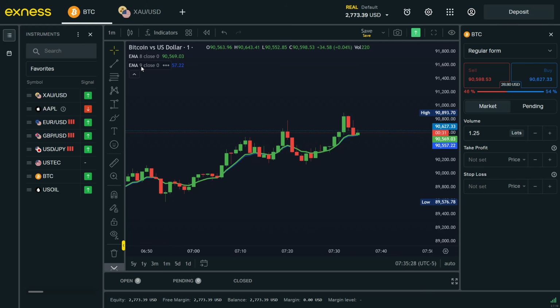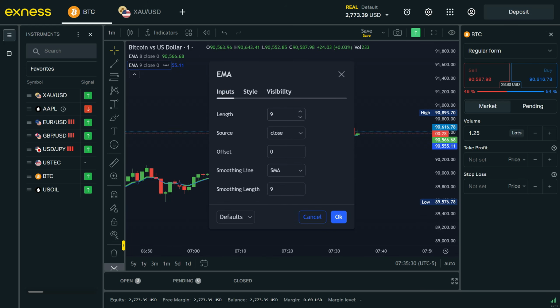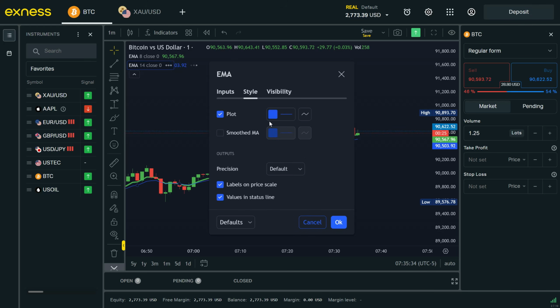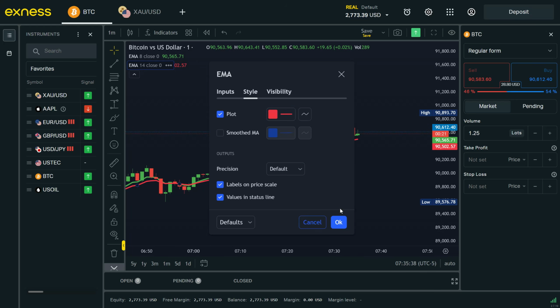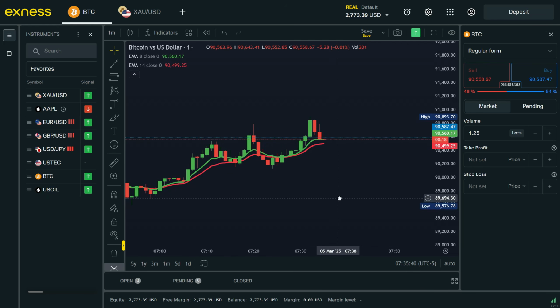Now let's modify the second EMA. This will be our slower moving EMA, helping us confirm trends and potential reversals. Change the length to 14. Change the color to red. Adjust the thickness, just like before. Making it thicker improves visibility, so we don't miss any key movements.